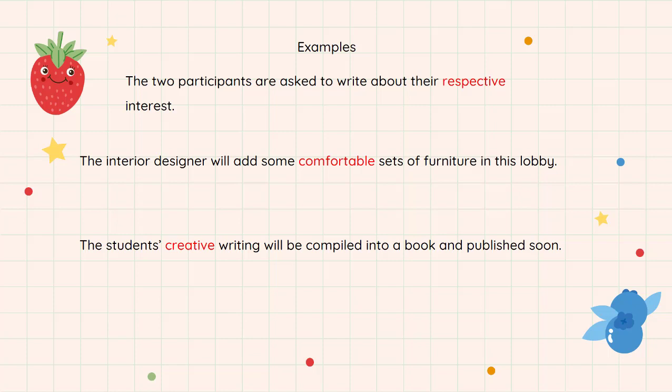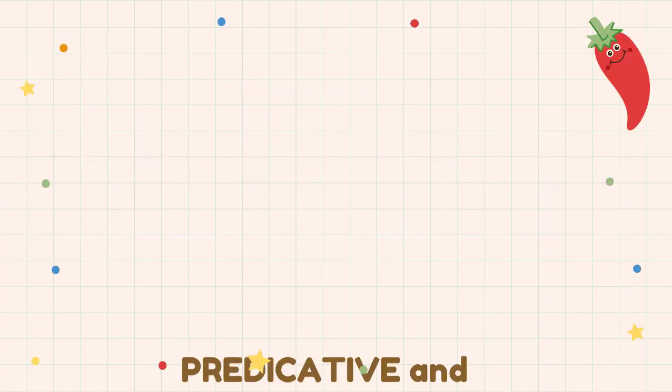The interior designer will add some comfortable sets of furniture in this lobby. Sets of furniture is a phrase. Comfortable modifies the phrase. The student's creative writing will be compiled into a book and published soon. Writing is another part of speech. It is a verb adding the ing form, or we call it a gerund. So in this case, creative modifies the gerund, writing.